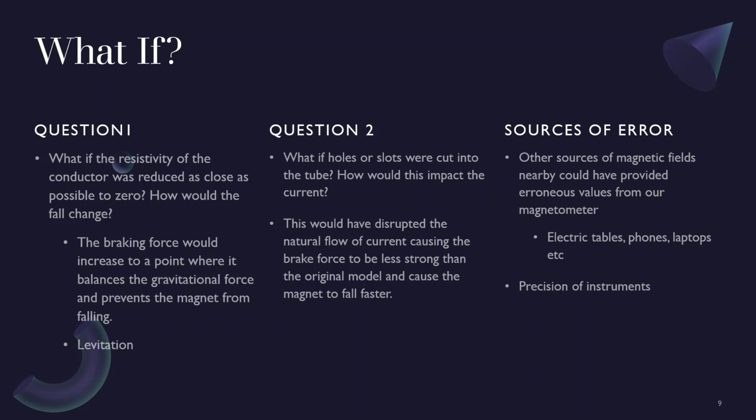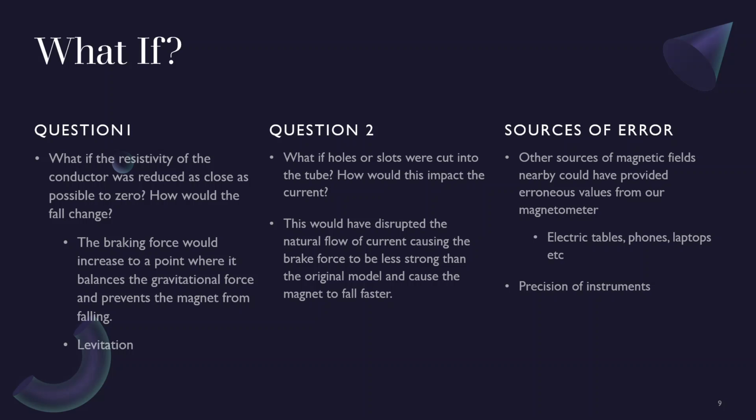What if holes or slots were cut into the tube? How would this impact the current? This would have disrupted the natural flow of current, causing the brake force to be less strong than originally, and the magnet would then fall faster as gravity has a larger percentage of the force on it.